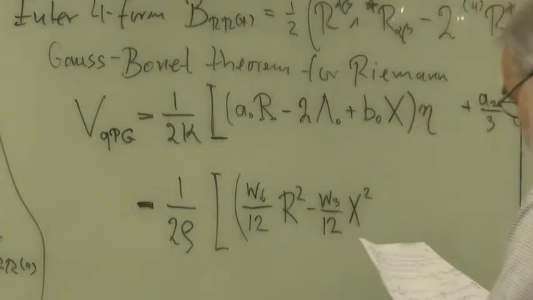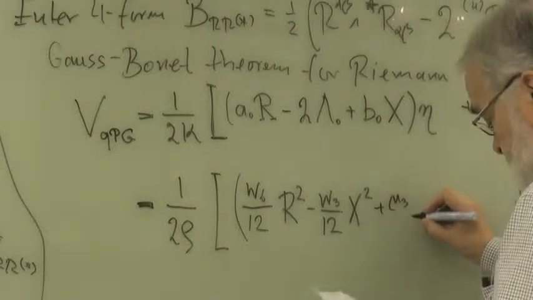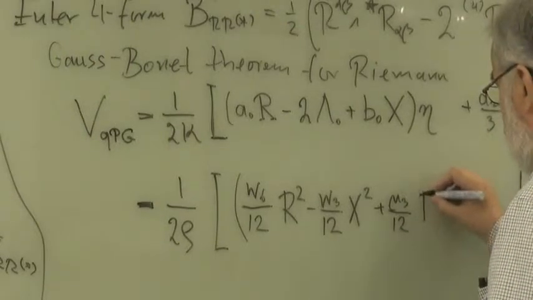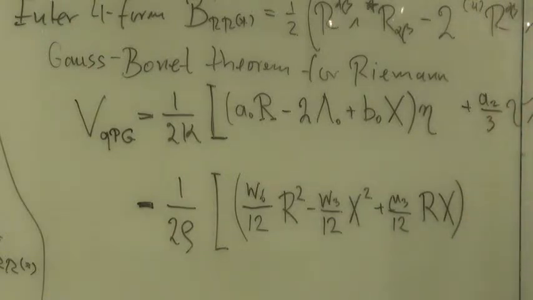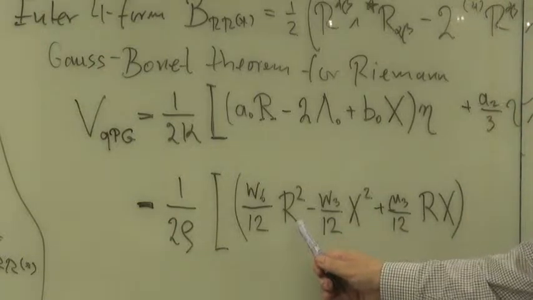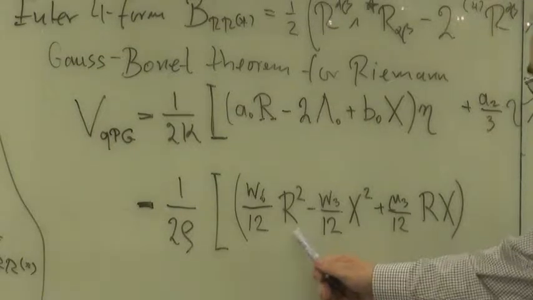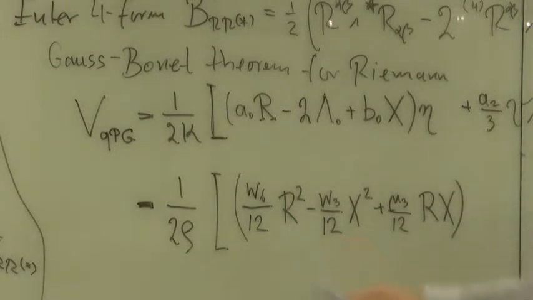Okay, and then quite obviously we can have a mixed piece, which is plus mu3 over 12 times R times x. So these are the simplest curvature square pieces. This is, for instance, one piece which Yang used in his gravitational theory, but he had no weak pieces, he had only a strong piece. And so he didn't have conventional gravity as a limit.